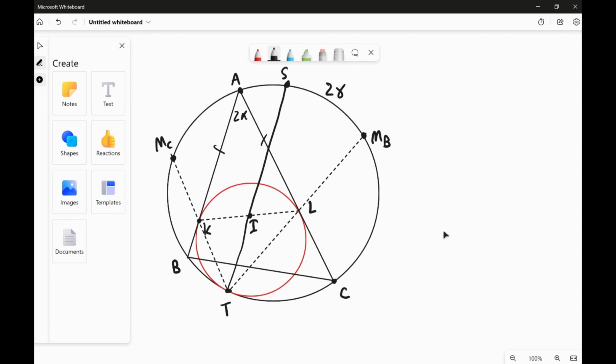And see what else you can discover about the mixtilinear incircles. This is a really big subject in geometry, and there's a lot to say about this one circle here.